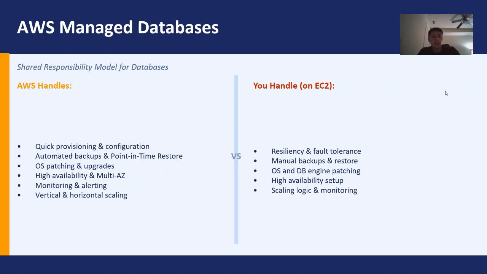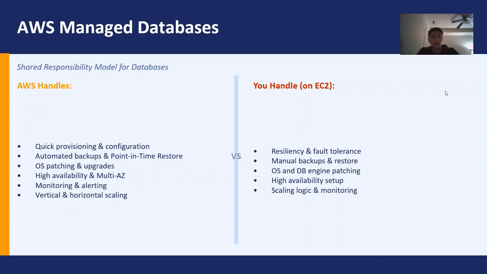Before we look at the specific services, there's an important concept to understand. That is the shared responsibility model as it applies to databases. When you use managed AWS services like RDS or DynamoDB, AWS takes care of all the heavy lifting, like provisioning, automated backups, OS patching, high availability, monitoring, and scaling. Your focus is on your data and your application.